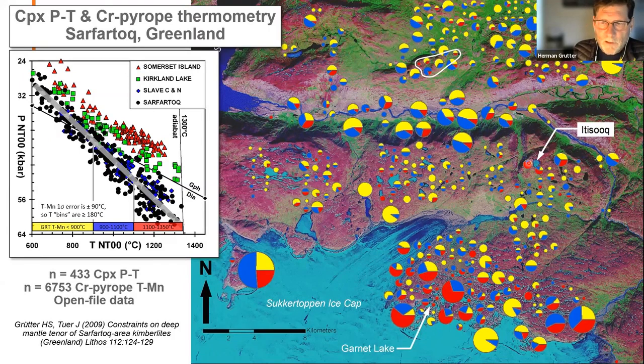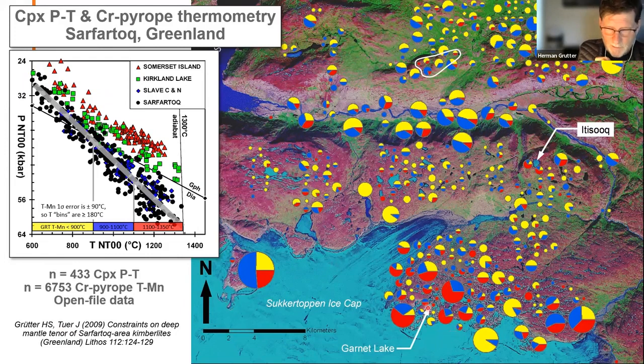And then also this little area over here, where there's two samples that have a high proportion of sampling in the diamond stability field. And that's what Hudson Resources did. The CEO of Hudson Resources at that time was James Tuer. He then took this open file data set, gave it to me and said, do your magic and tell me where to go. So he went over here to a place that was subsequently named Garnet Lake.